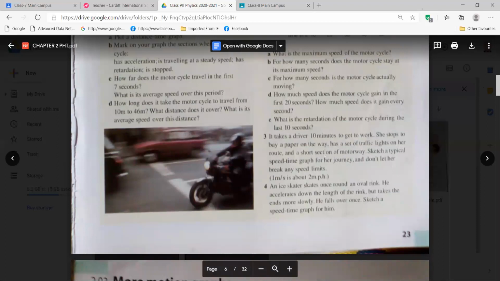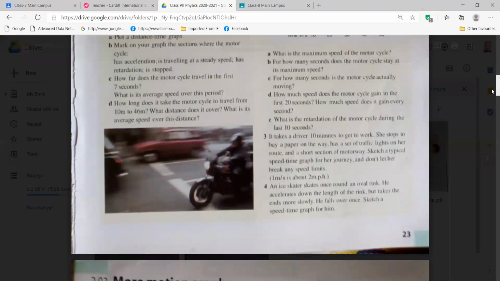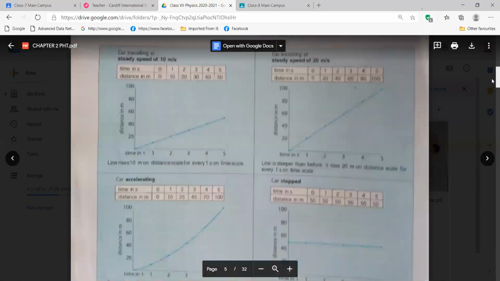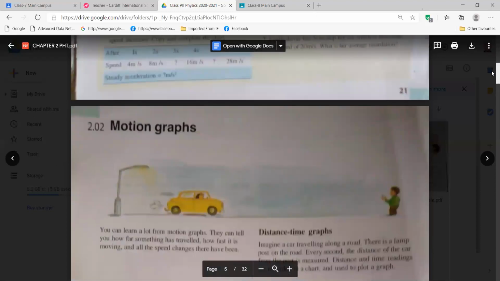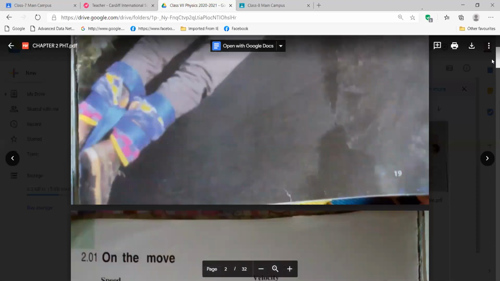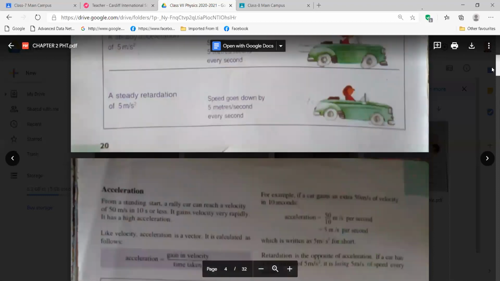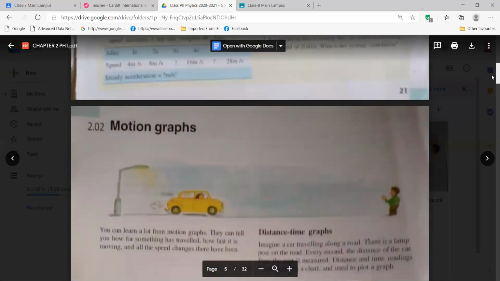Chapter 2.01, 2.02. This is Physics. Sir, I only got few assignments, only 5 assignments. What about others? When will I get the other assignments?